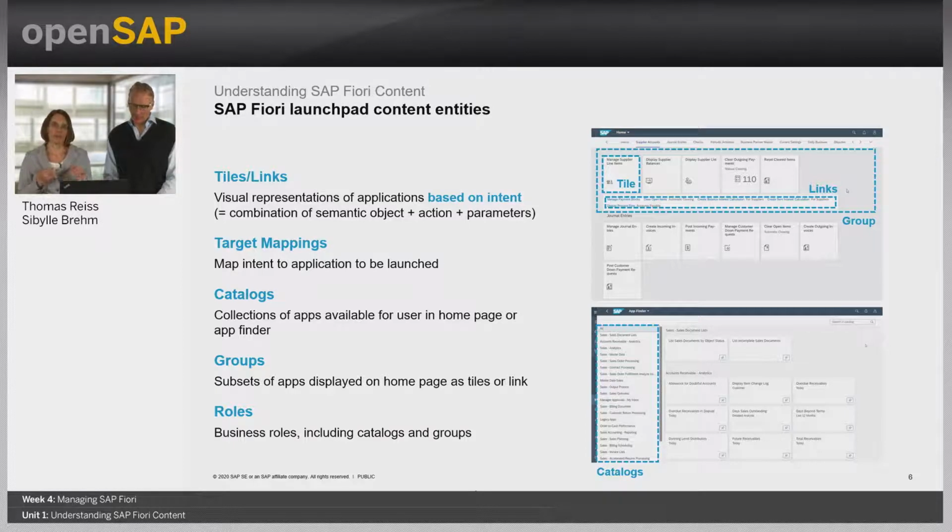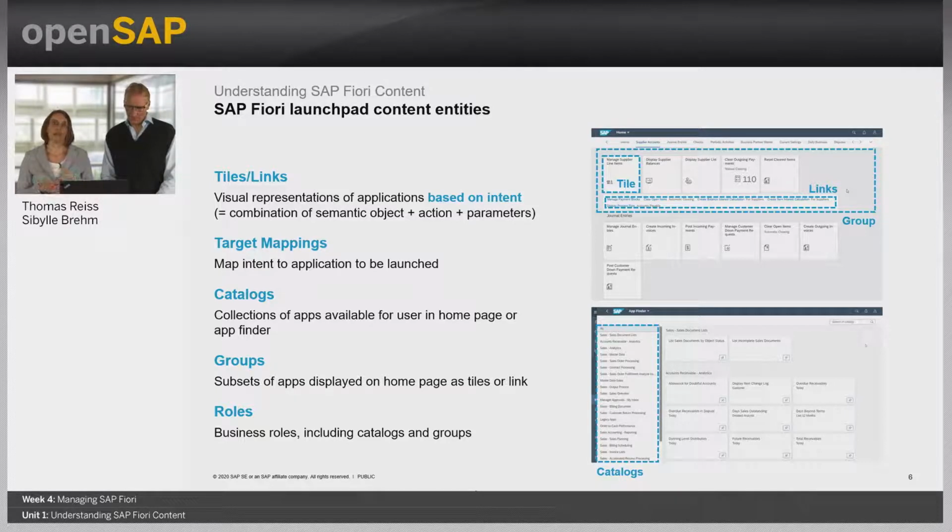A target mapping literally assigns a navigation target to an intent. The target mapping can be marked as relevant to specific device types, desktop, tablet, phone, and it can optionally pass some parameters to the target. So to launch an application, both a tile or link and a target mapping are needed. The tile or link to trigger the launch, and the target mapping to find the right target application.